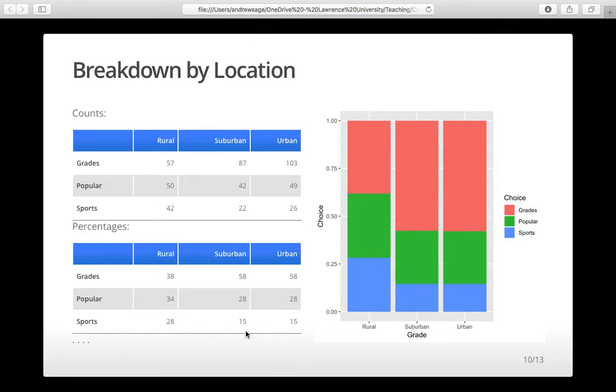Looking at the table, again, we see the percentages are pretty much the same for urban and suburban students, but for rural students, only 38% said that grades were most important. Let's test whether these differences are statistically significant. That is, whether there's enough evidence to say that for all students, at least in Michigan, where these data were collected in the early 1990s, we would have evidence of differences between rural, urban, and suburban settings.